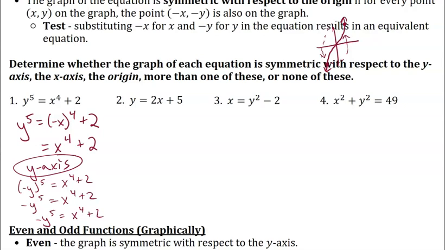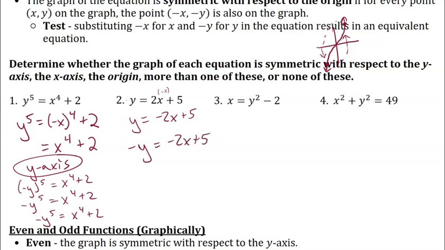Okay, y equals 2x plus 5. If I plug negative x into that, I'll have 2 times negative x plus 5, which is not the same as the original, so no y-axis symmetry. If I plug in a negative y, well, that just changes the sign here, so no x-axis symmetry.